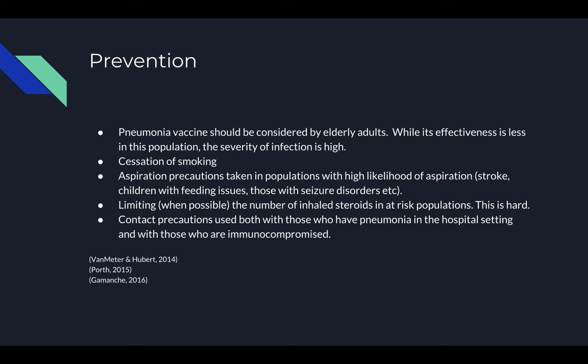Prevention. Pneumonia vaccine should be considered by all elderly adults. I think it was Porth that mentioned that it's about 70% as effective in elderly adults as it is in the normal population. However, because the severity of infection is so ridiculously high within this population, 70% is great. That's a huge help. It's better than nothing. So, despite the fact that it is a little bit less effective in this population than others, we really heavily rely upon it.